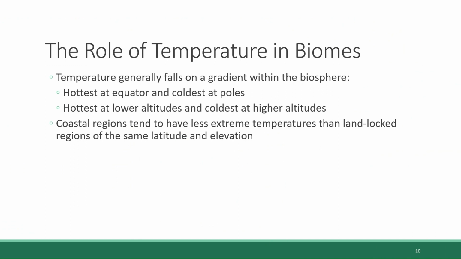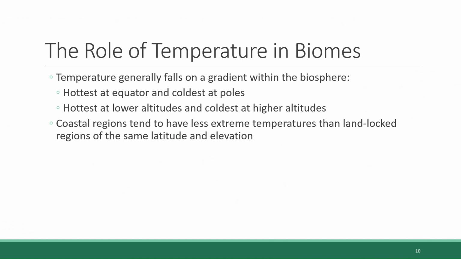Proximity to oceans also makes a difference. Coastal regions tend to have less extreme temperatures than landlocked regions of the same latitude and elevation. This is because the water of the ocean moderates the ambient temperatures. It makes winters less cold and summers less hot. So all seasons generally tend to be more mild in nature. So this fills you in on some of the ways that temperature varies across different parts of the Earth.